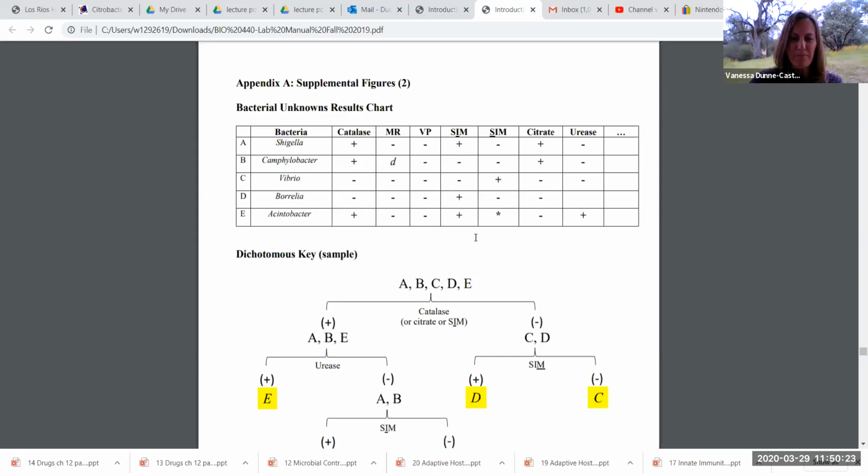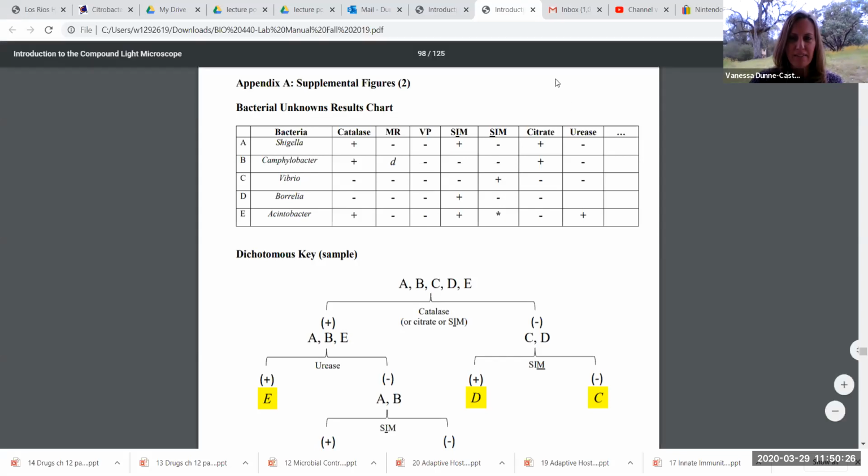And then SIM also would not be able to be used because you have this asterisk mark here.